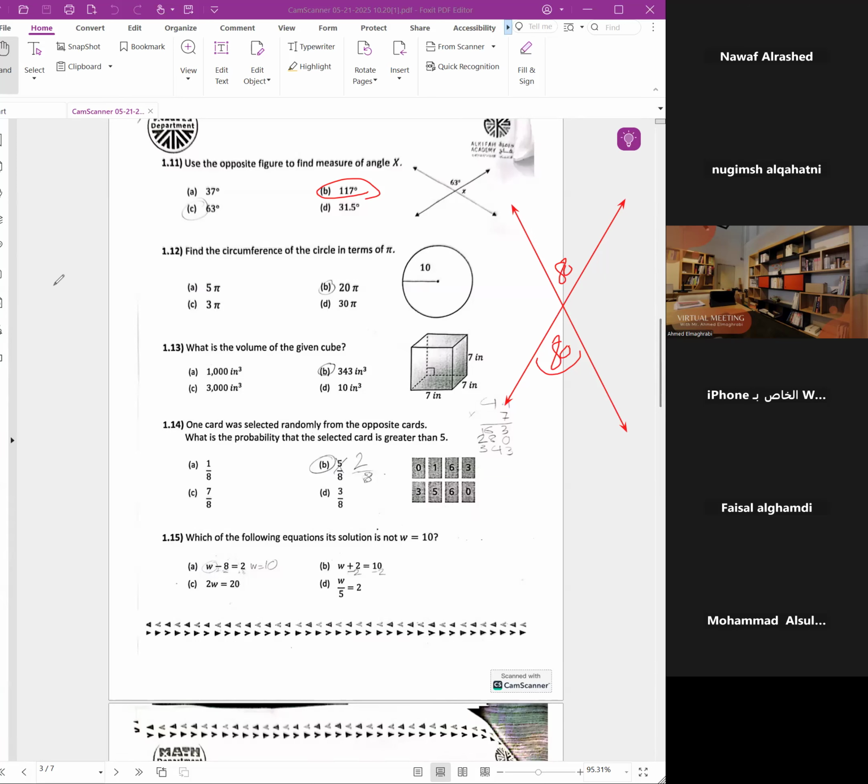But if you divide this angle like this, and I told you that this part is 30, what about this part? It's 50, yes, because 30 plus 50 is 80. You understand it?